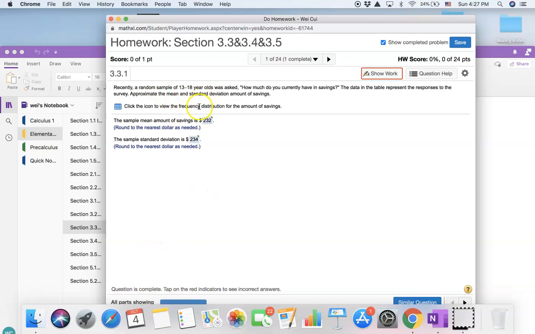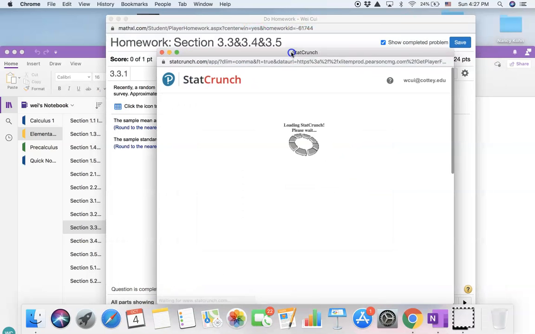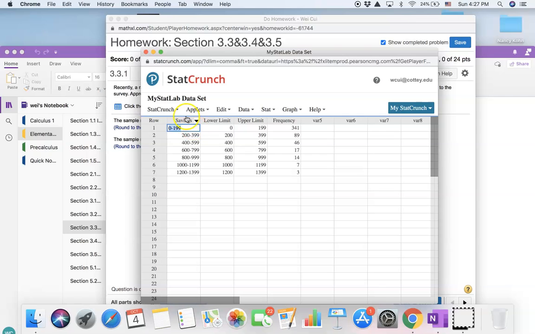This is a question that asks us to find the mean and the standard deviation for group data. Okay, so to do that, if we go to the StatCrunch, okay, so these are the categories, or the classes, right? We have 7 classes in total. And these are the frequencies, okay? The frequencies of each class.